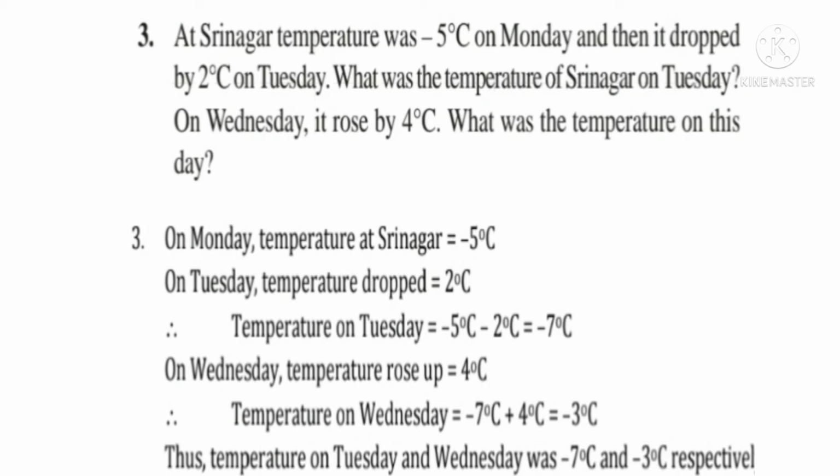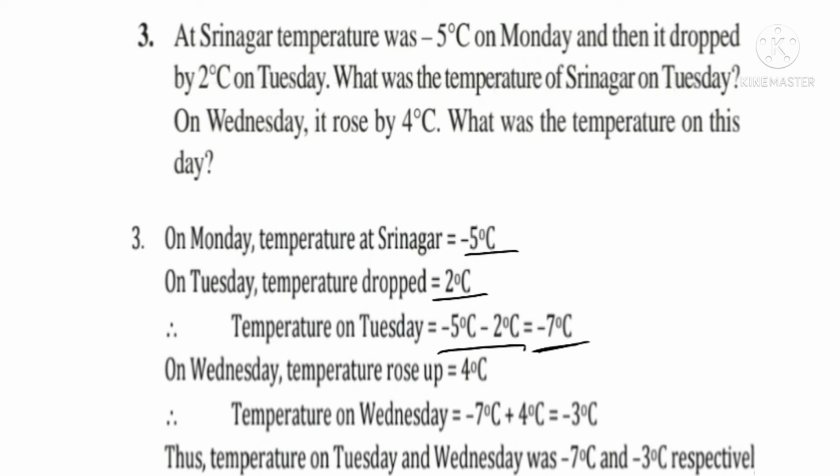At Srinagar, the temperature was minus 5 degrees Celsius on Monday and then it dropped by 2 degrees on Tuesday. What was the temperature of Srinagar on Tuesday? On Wednesday, it rose by 4 degrees Celsius. What is the temperature on this day? So, on Monday, the temperature was minus 5 degrees. It dropped by 2 degrees Celsius. The temperature on Tuesday would be minus 5 minus 2, that means minus 7 degrees Celsius.